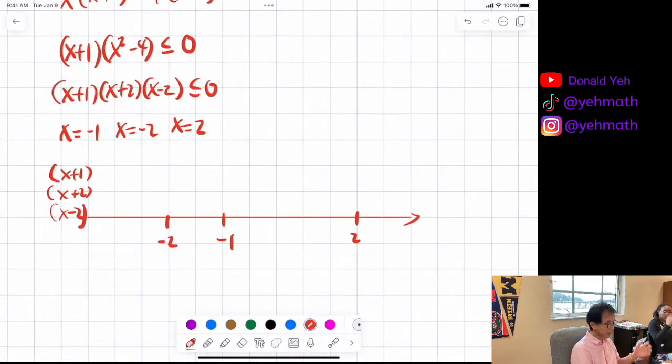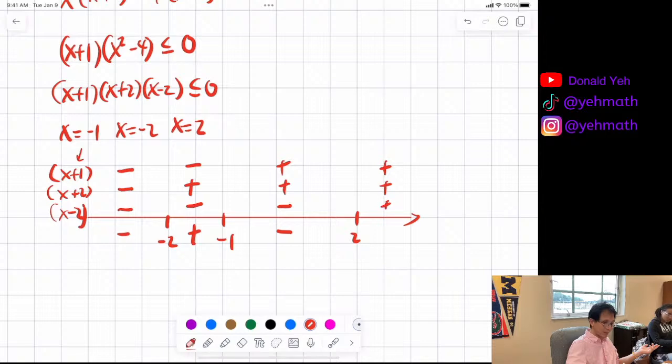Okay, so now I'm gonna plug in any number. What's a number to plug in? Could be anything between negative infinity to -2. -3, okay, so that's gonna give you negative. -3, that's gonna give you negative. -3 minus 2, that's gonna give you negative. So 3 negative signs is gonna be negative. Now the next one here is kind of tricky. I'll plug in negative 1.5. That's gonna be negative, positive, negative, positive. I'll plug in 0: positive, positive, negative, negative. I'll plug in 3: positive, positive, positive, positive.